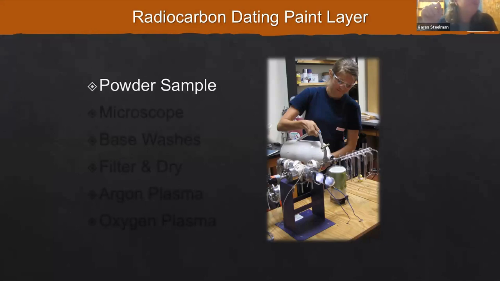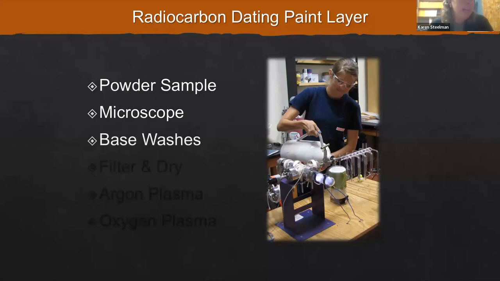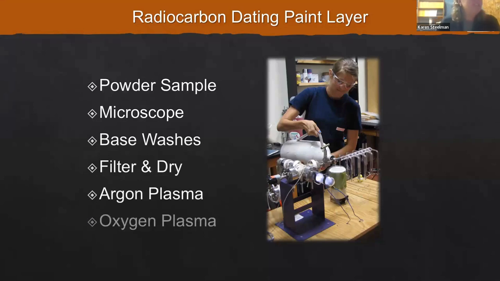If we're radiocarbon dating the organic material in that paint layer, we might powder our sample. We would look at it under a microscope, wash it with base, and filter it and dry it. Then it would go into this instrument that you see in this photo here. This is plasma oxidation, so we're doing this instead of combustion. We're using electricity to convert the organic material in the paint sample to carbon dioxide.